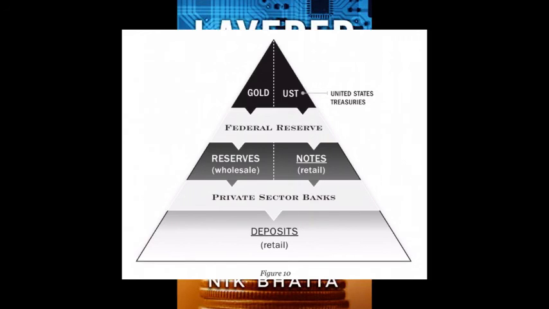The third layer of money is facilitated by private sector banks and includes retail deposits made by ordinary people into their bank accounts.